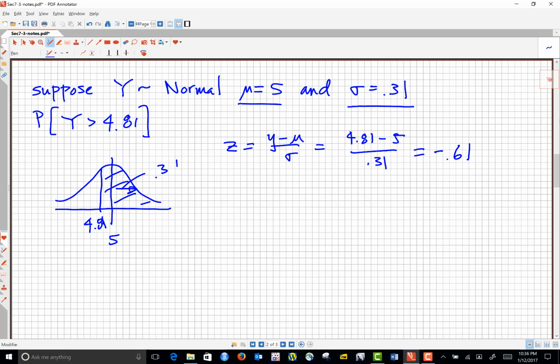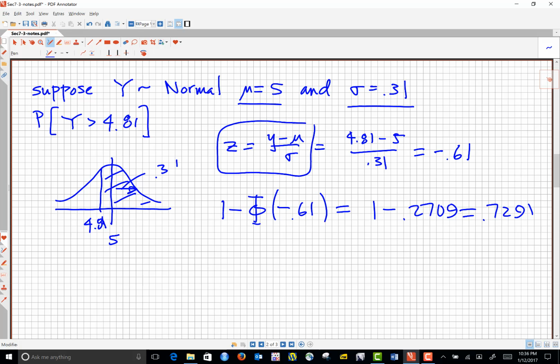And so what I want is 1 minus cap phi at minus 0.61, and that's 1 minus 0.2709, that's 0.7291. You've got to be careful when using this little conversion formula to do the numerator in the right order. Subtract the mean from the value of the variable and make sure that you carry the sign, because the sign tells you what's going on.